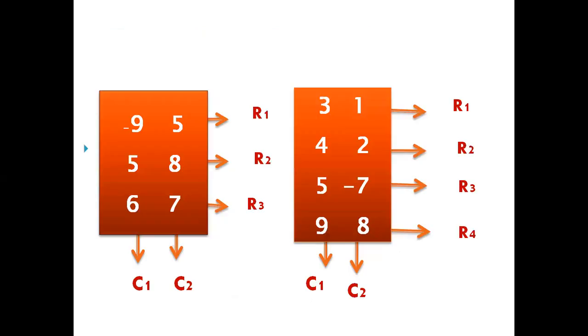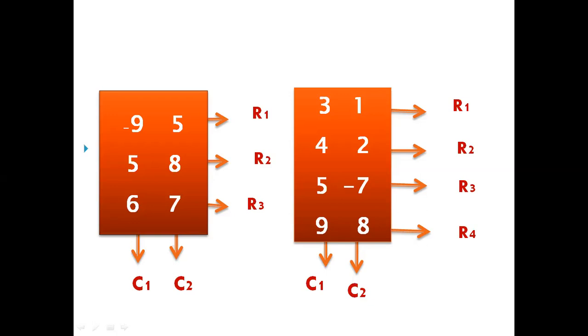Now let us discuss the next type. Here the first example, that is the first matrix, has 3 rows but 2 columns. The number of rows is not equal to the number of columns. Then another example has 4 rows, 2 columns. Here also the number of rows is not equal to the number of columns.